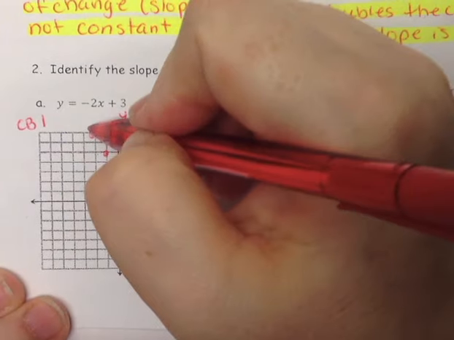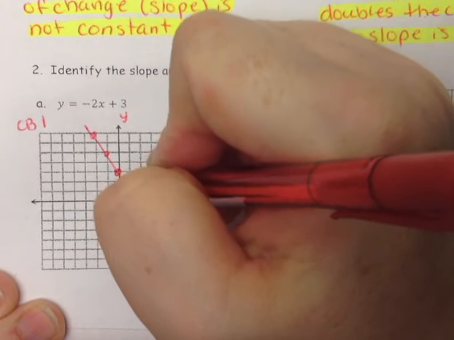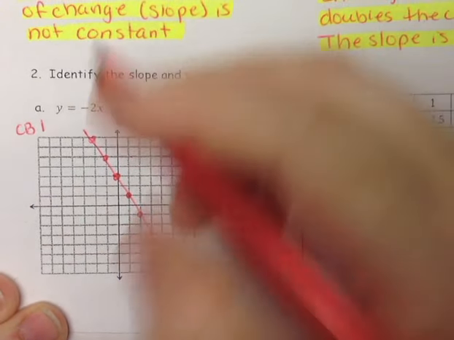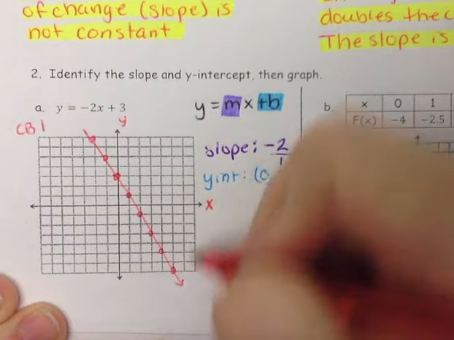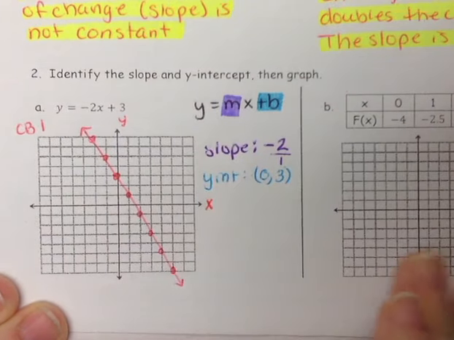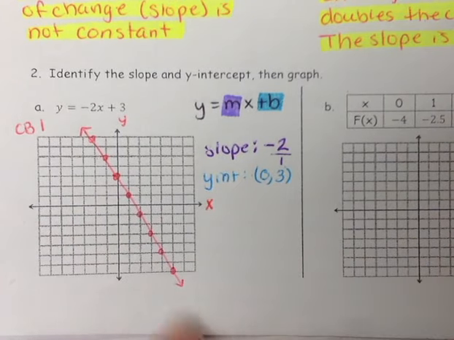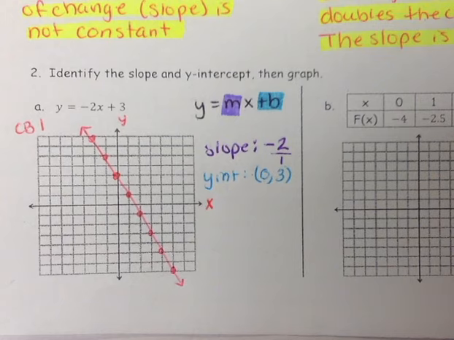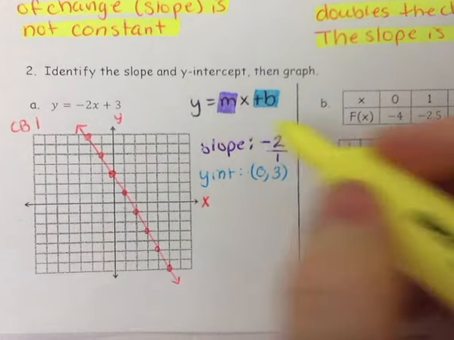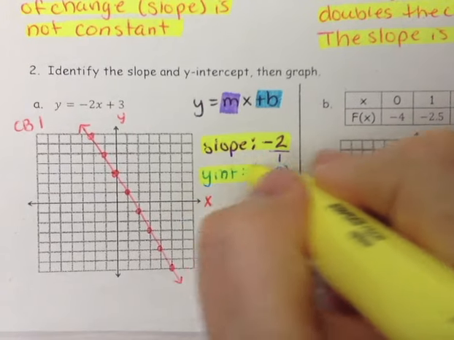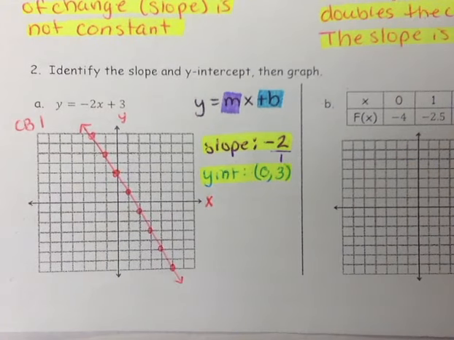So now that we have our coordinates as much as possible, we can then graph and connect our coordinates by drawing that line. Lines have arrows on the end because they go on forever in the direction that they're going. So this is our slope and y-intercept of our first one, and it is graphed in slope-intercept form.